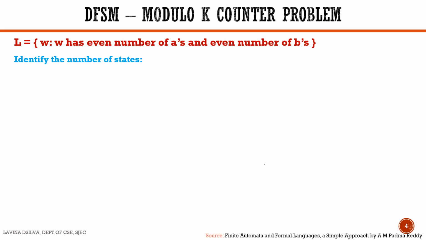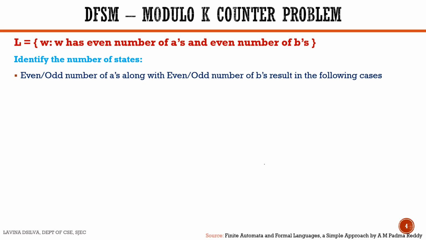We will continue the concept of identifying the number of states. To make this concept simpler, we will consider the following combinations of the input alphabets A's and B's. We can have even number of A's along with even number of B's. So we know that even number of A's is written as E of A and even number of B's is written as E of B. So this can be our first combination. The second combination can be even number of A's along with odd number of B's.